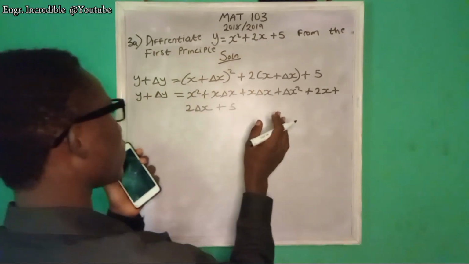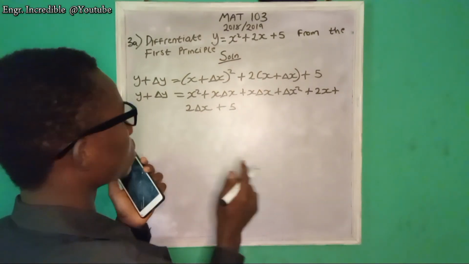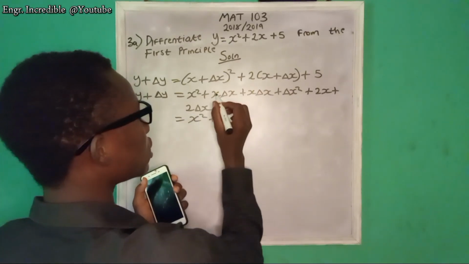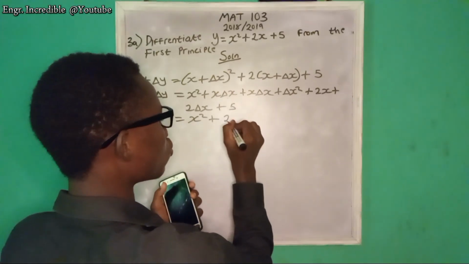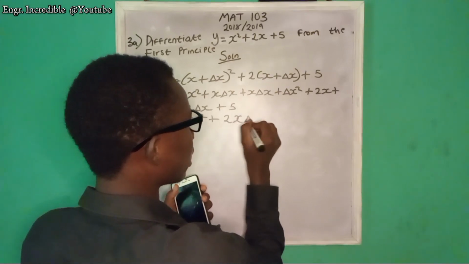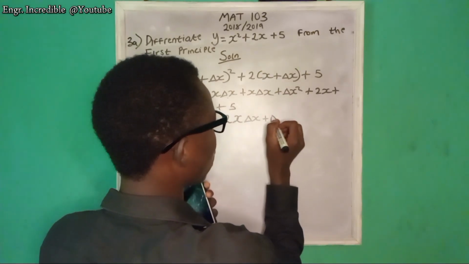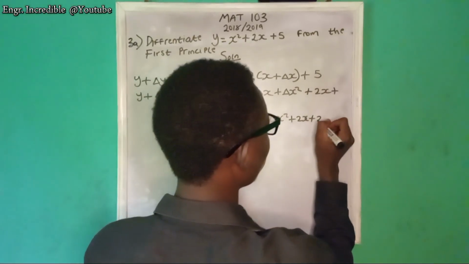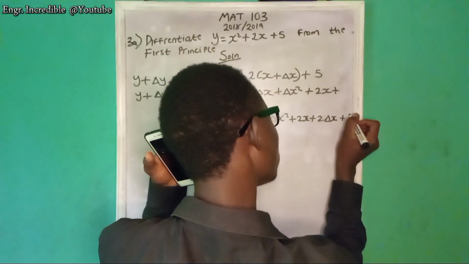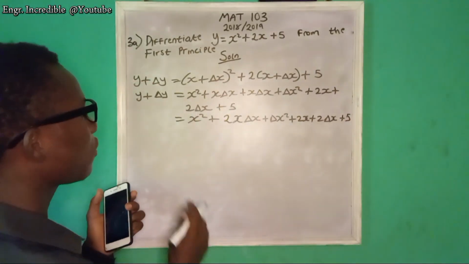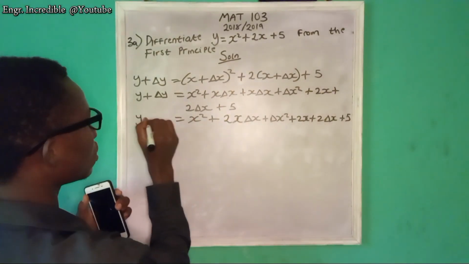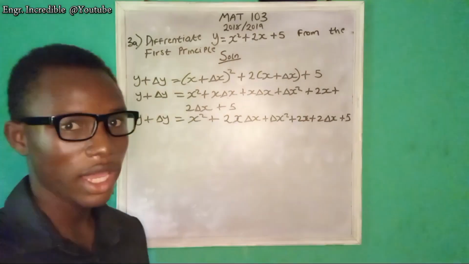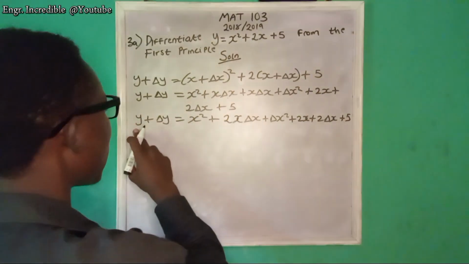So after simplifying this, let me simplify it a little bit more. We have x squared plus x delta x plus x delta x, that is 2x delta x, then plus delta x squared, plus 2x plus 2 delta x plus 5. So after this, we have y plus delta y equals to this. Then we are going to be making delta y the subject of the formula here. Therefore, y has to come here.